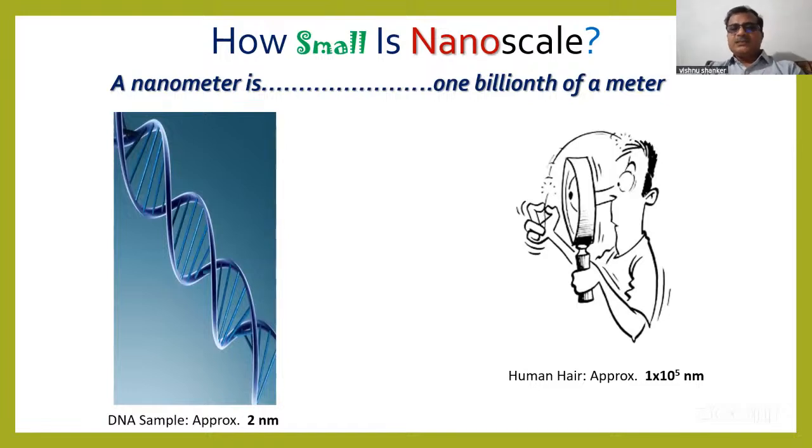Now, further comparison, if you compare with your hair and with a natural material, for example DNA, you can see how small it is. Your hair size is around 10 to the power 5 nanometers, whereas your DNA, for example, is 2 nanometers. So you can just see the scale we are talking about.